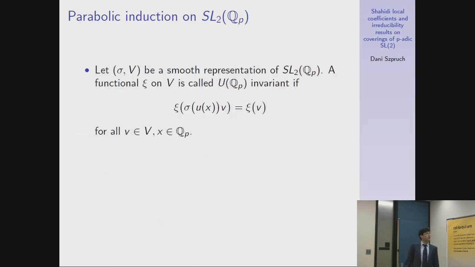Okay. And here is a local motivation why to study these representations. Let sigma be a smooth representation of SL2QP. A functional on this representation is called U invariant if whenever you hit your vector with the operator coming from the unipotent element, the functional does not see it.